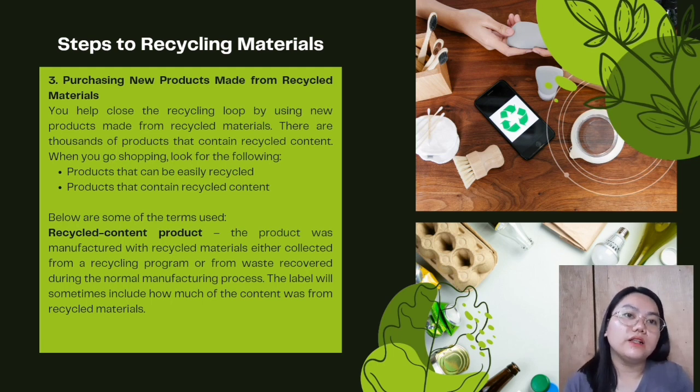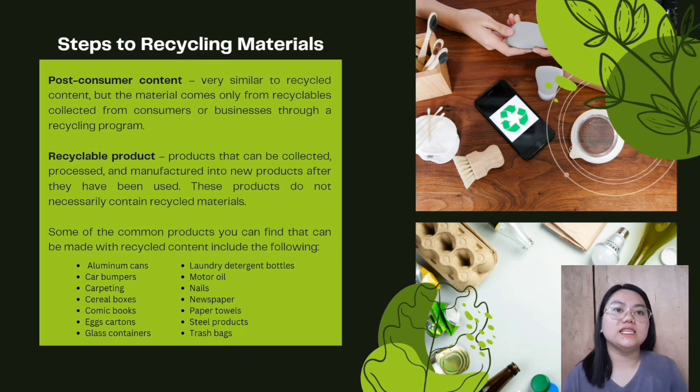First is the recycled content product. So the product was manufactured with recycled materials, either collected from a recycling program or from waste recovered during the normal manufacturing process. The label will sometimes include how much of the content was from recycled materials. So basically, recycled content products are items produced from recovered materials, such as construction products, paper and paper products, landscaping products, and many more.